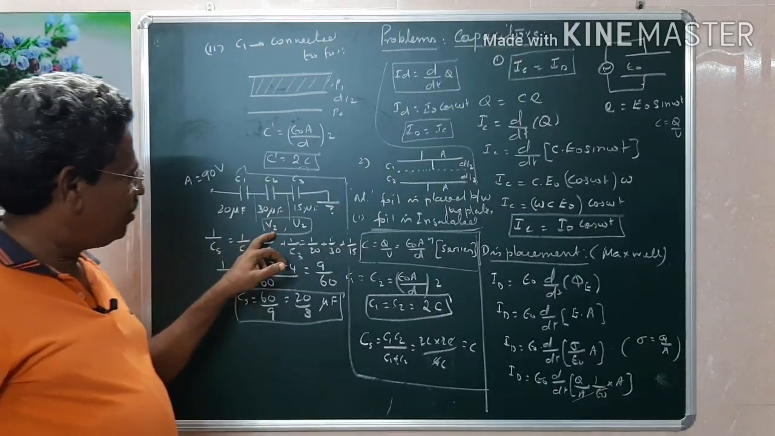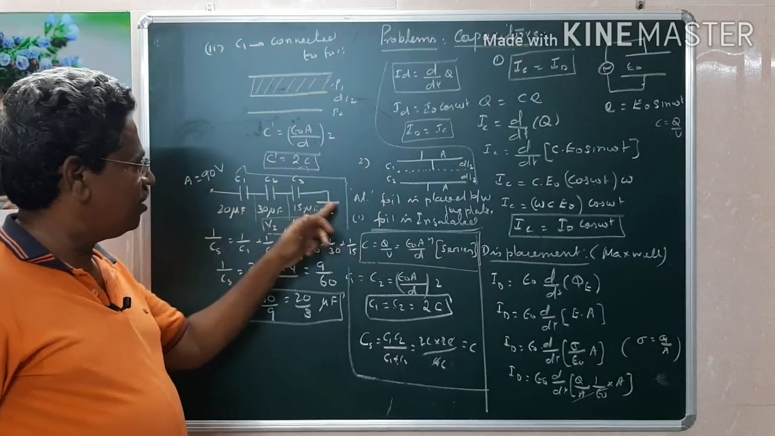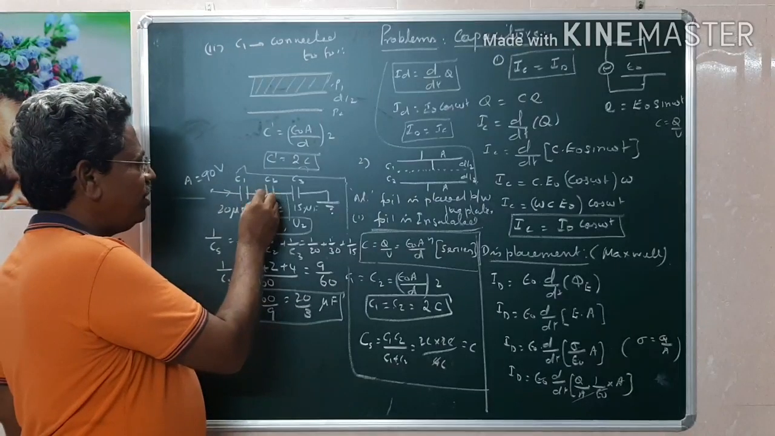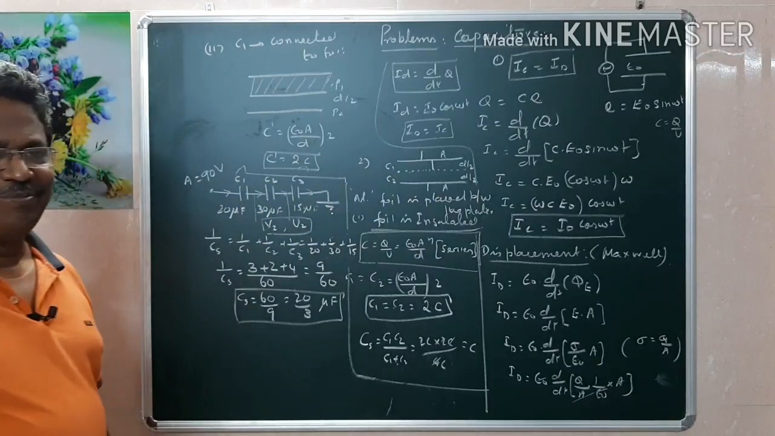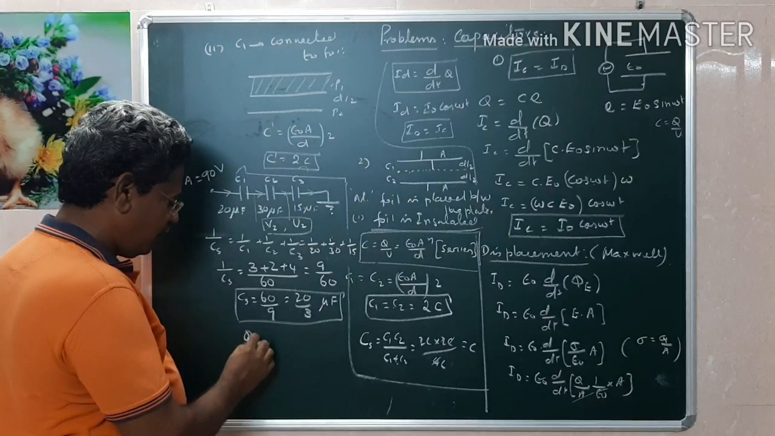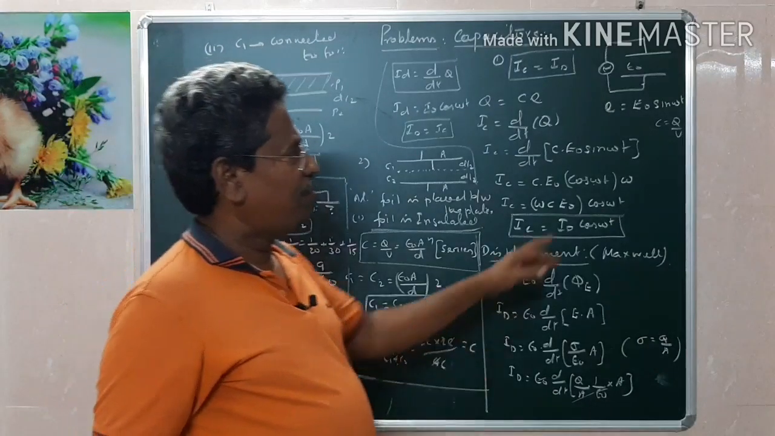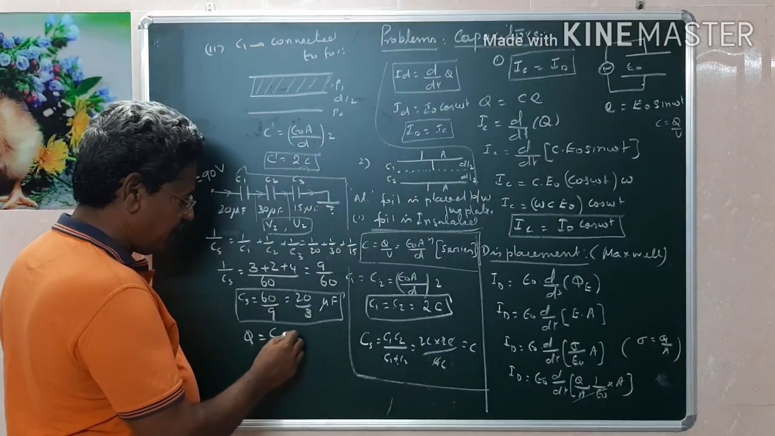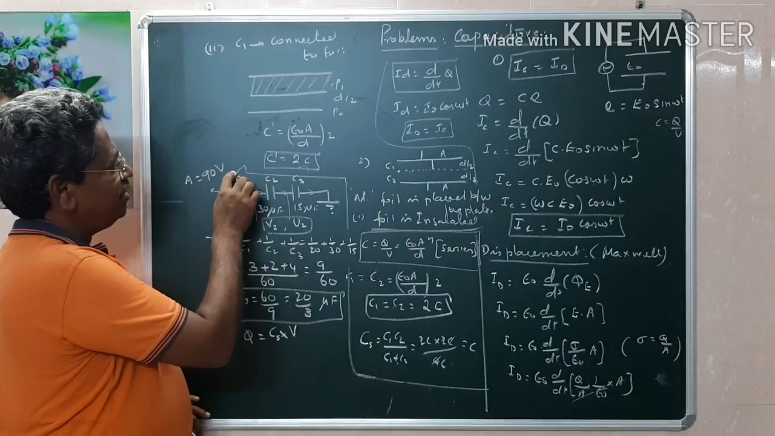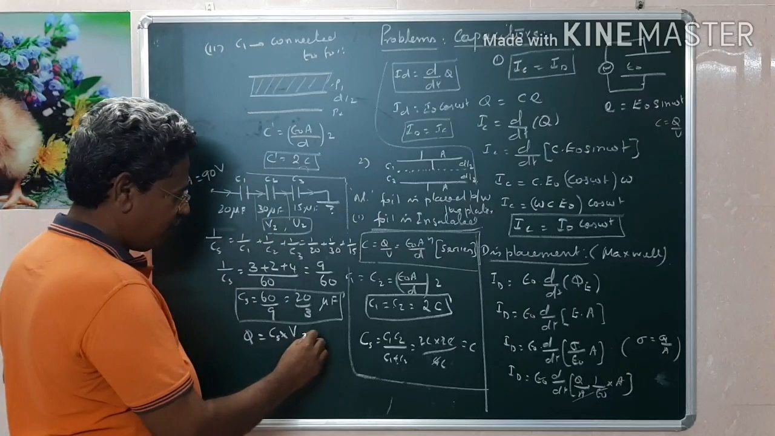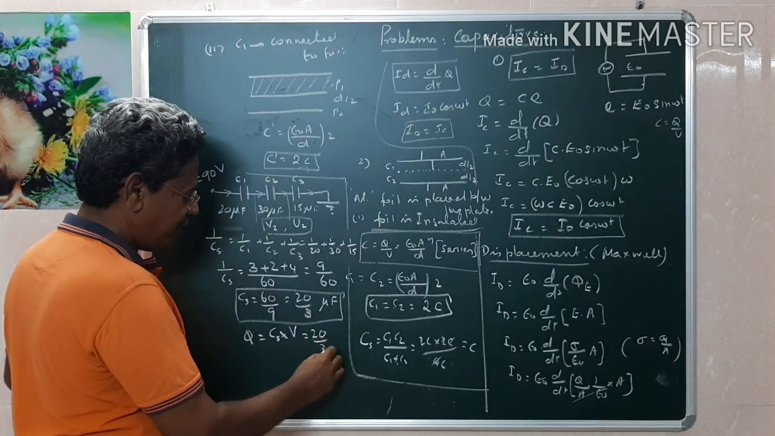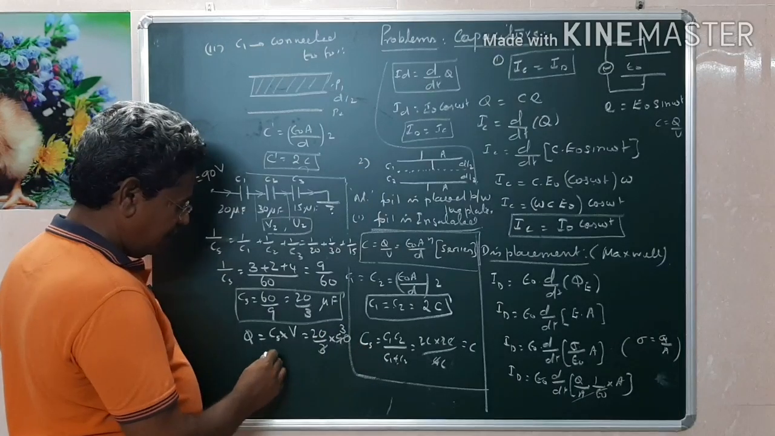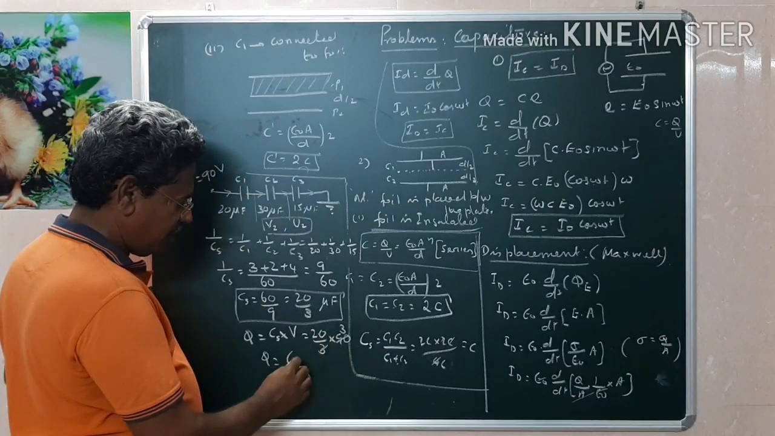My aim is to find V2 and the energy stored. First you have to find the charge. But luckily all are connected in series, therefore the charge flowing through each capacitor will be the same. The total charge Q: for any capacitor, C is equal to Q by V. Therefore total charge is total effective capacitance into total voltage applied, which is 90. Therefore this is 20 by 3 into 90, cancelling the 3, so Q is equal to 600 microcoulomb.